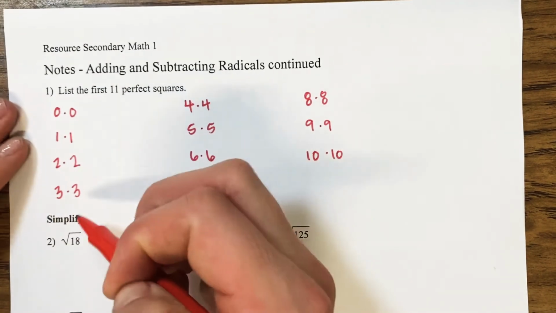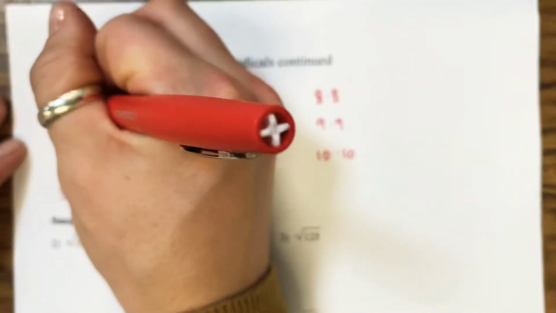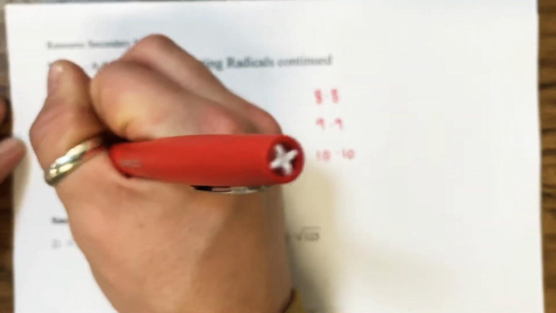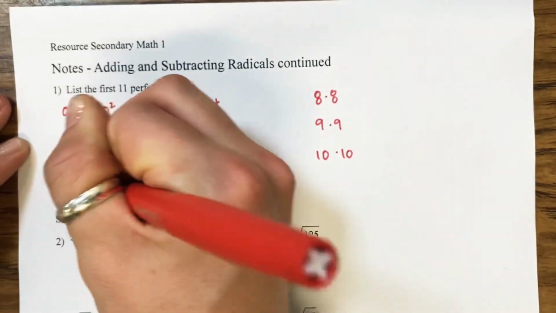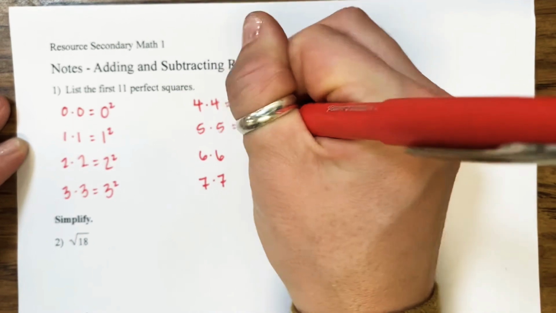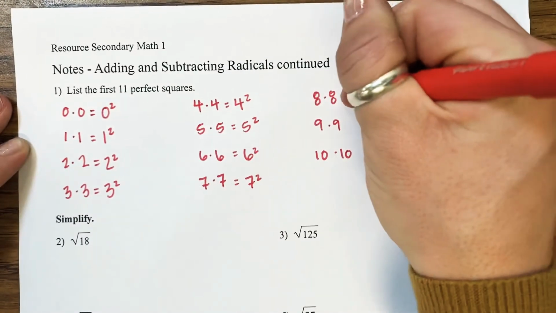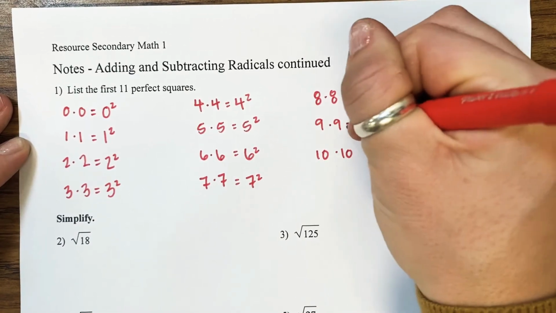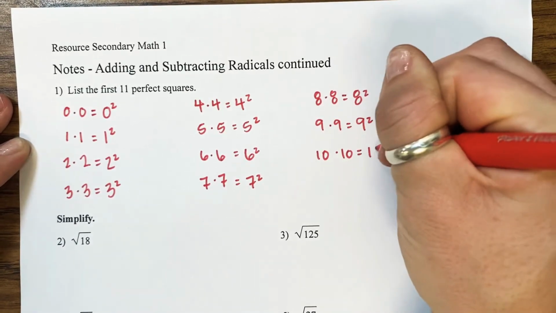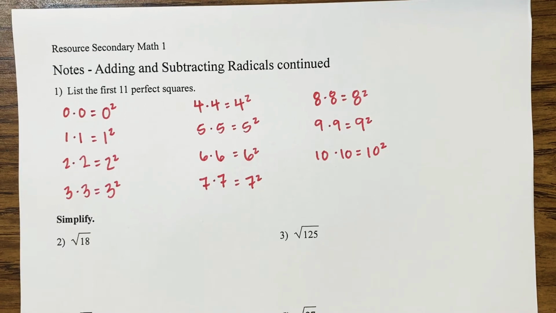Okay, so now that we have that, let's go ahead and rewrite it as itself squared. Okay, meaning 0 times 0 we can rewrite as 0 squared. 1 times 1, 1 squared. 2 times 2, 2 squared, and so on. 3 squared, 4 squared, 5 squared, 7 squared, 8 squared, 9 squared, and 10 squared. Okay, so now your list should look like mine.